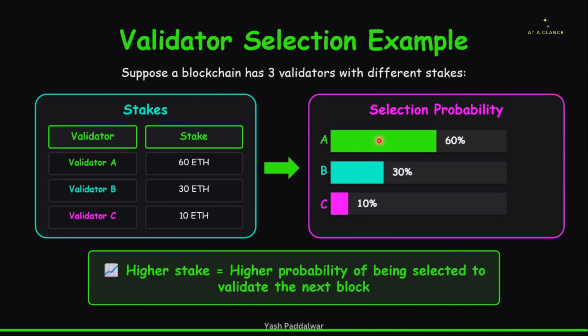Now, the selection probability is such that whichever has the maximum stake is favored. Over here, you can see A has 60% stake, which is greater than B and C. So higher stake equals higher probability of being selected to validate the next block. Like this, the validator is selected by the entire network. I hope this is clear to you all.